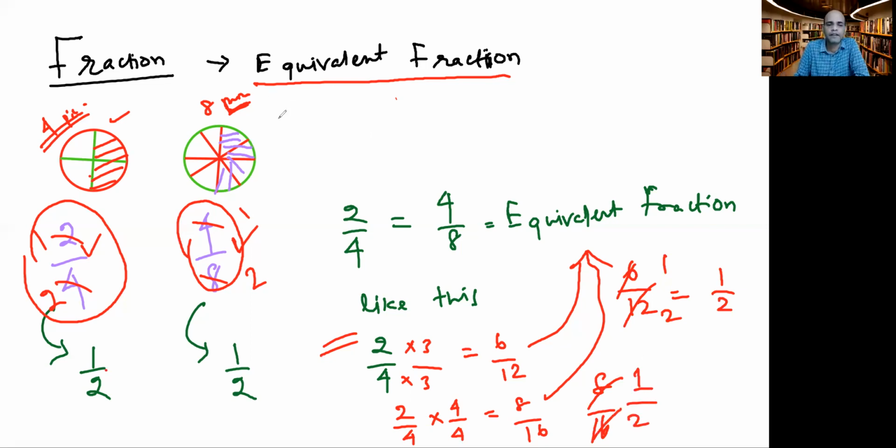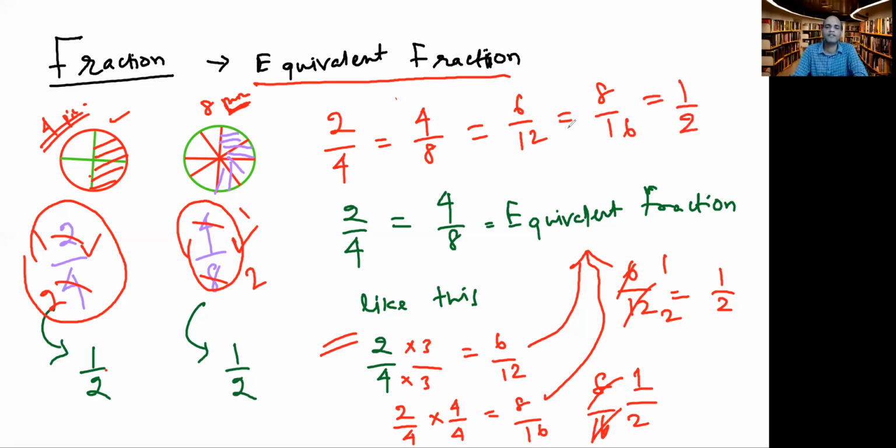So finally we can say 2 by 4 is equal to 4 by 8 is equal to 6 by 12 is equal to 8 by 16. This all leads to half, this all leads to 1 by 2. So these are all called equivalent fractions. Clear? Very good.